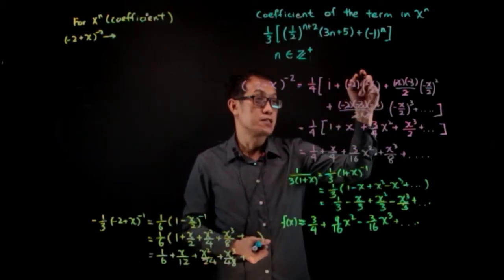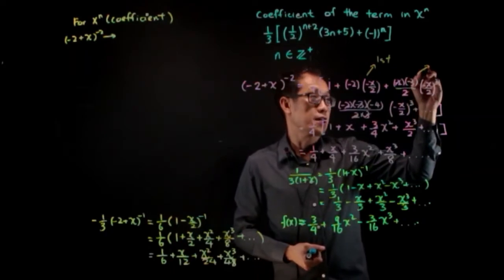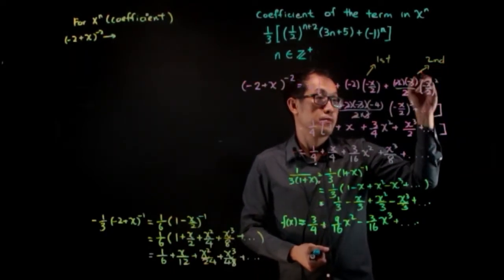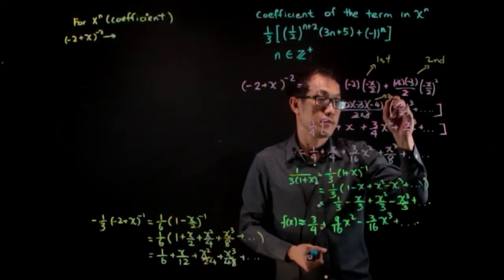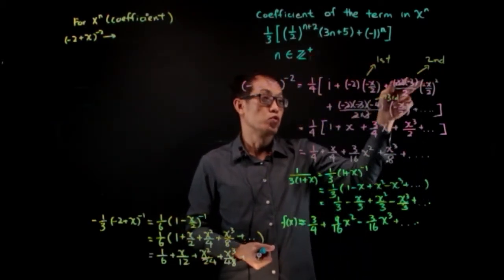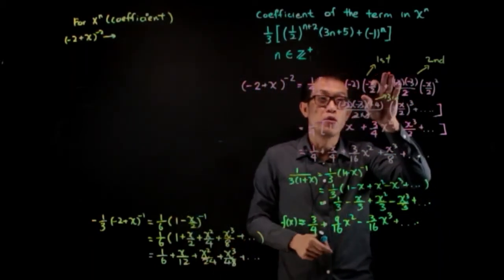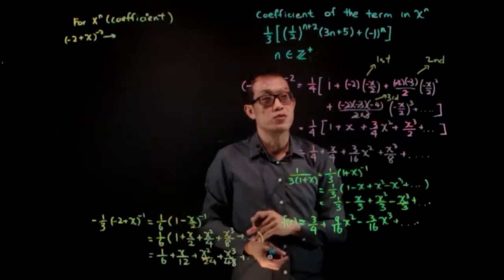Now, this is the first term. This is the second term. And this is the third term. Third term as in n is 1, n is 2, n is 3. But it's the fourth term in this expansion. So when I say first term, it means when n is 1.